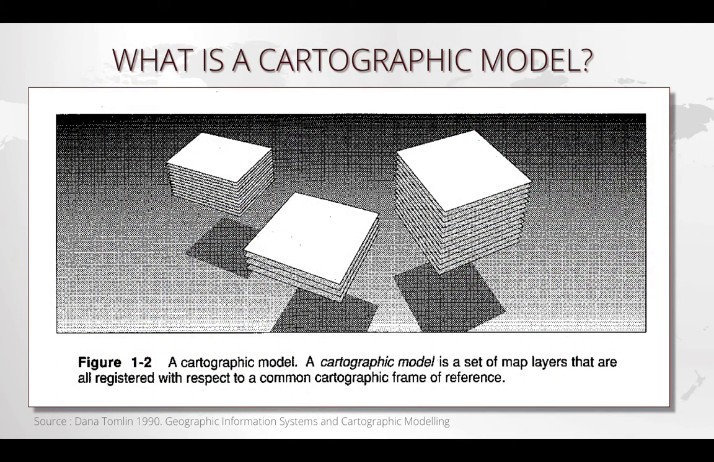So this brings a question. What is the basic definition of a cartographic model? Going back to Dana Tomlin's 1990 book, a cartographic model is a set of map layers that are all registered with respect to a common cartographic frame of reference. I think you can understand what that means. One thing it should trigger in your mind, if you're trying to do cartographic modeling, is that everything should be in the same and appropriate map projection.